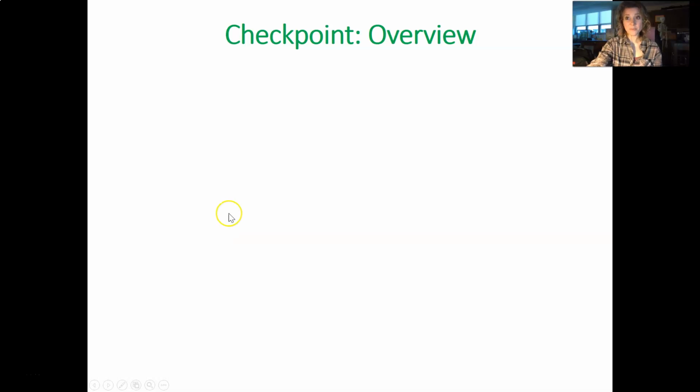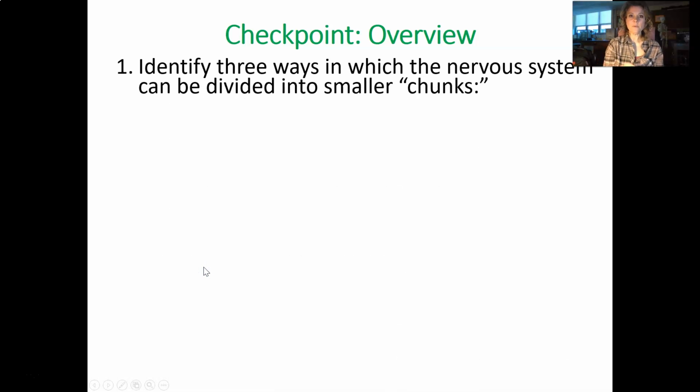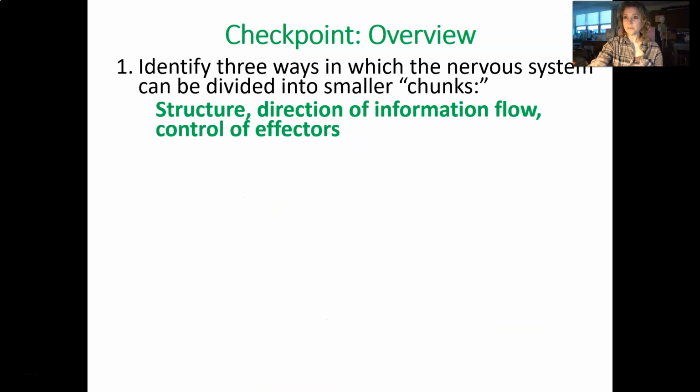Okay, so let's see how much you remember. So I'm going to show you a question. I'm going to do a 5 count in my head, and then I'll show you the answer to it. So here we are. Number 1, identify 3 ways in which the nervous system can be divided into smaller chunks. All right, so you should have thought location, you should have thought direction of information flow, and control of effectors. Those are the 3 ways to chunk our nervous system.